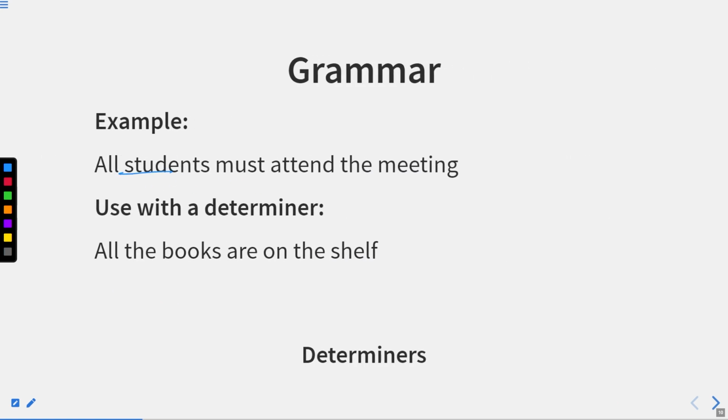All students must attend the meeting. Now all students are noun and all is determiner. So this is a structure of determiner plus noun. All the books. Now we have all, that is determiner, the, determiner, books, noun, that is D plus N. The is also an article, definite article, but definite article is also a part of determiner that we have already discussed in our earlier sessions. So, all the books are on the shelf.